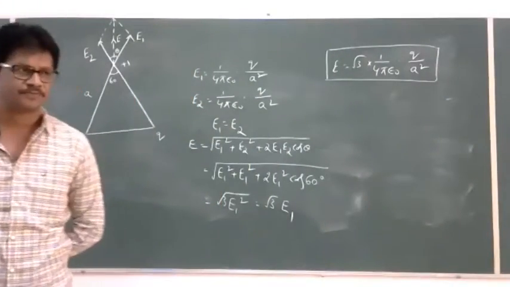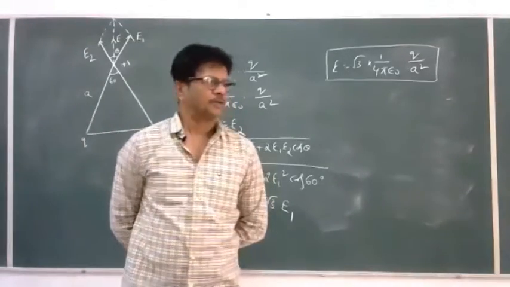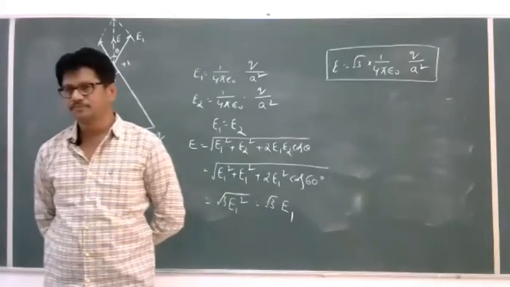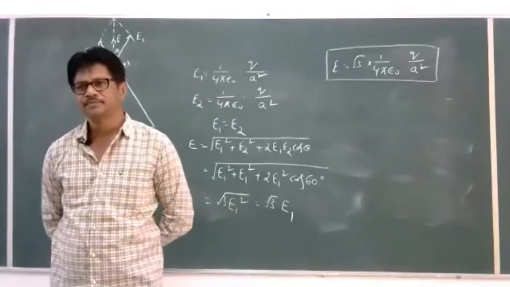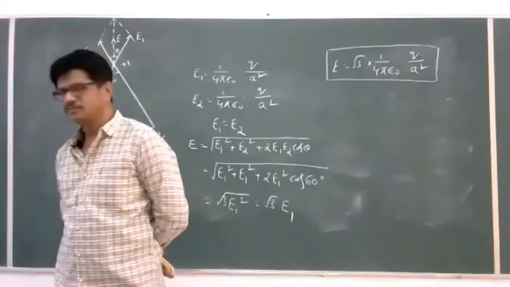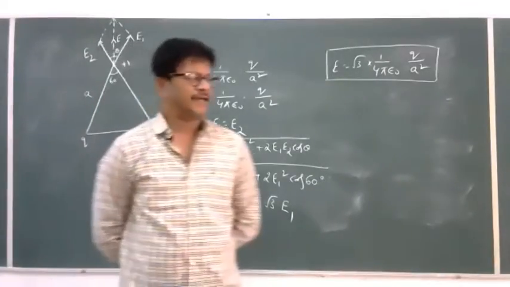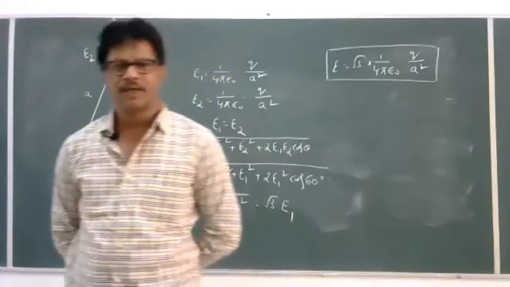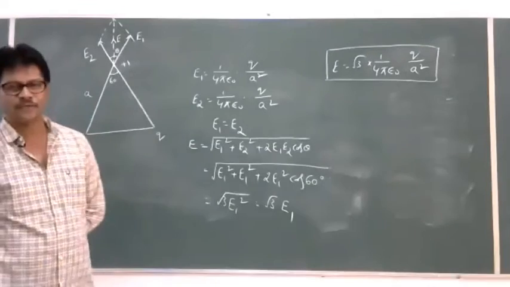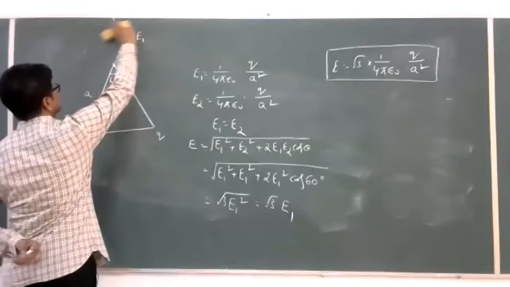Two equal and unlike charges are placed at the two vertices of an equilateral triangle of side A. The net electric intensity at the third vertex is... So again, the same method.